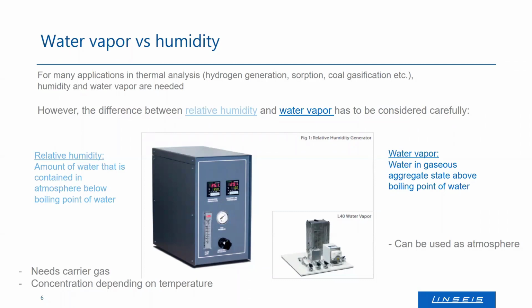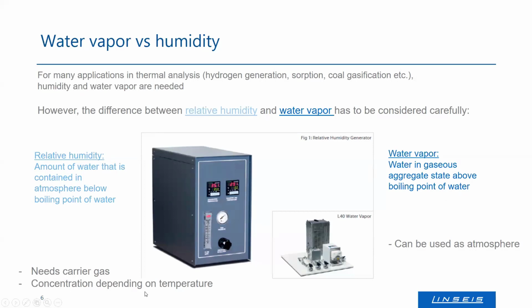So first of all, there is a humidity generator. Relative humidity means an amount of water that is contained in an atmosphere below the boiling point of water. That means humidity is applicable in a range between room temperature and 100 centigrade. Whenever you speak about humidity or relative humidity, this is water that is carried by some kind of carrier gas or air atmosphere. The water is more or less dissolved in a carrier gas or in air, and it's not really water steam. It's just tiny water drops that are carried by the gas. So humidity always needs a carrier gas, a carrier atmosphere, and the concentration depends very much on the temperature. I will explain that on the next slides.